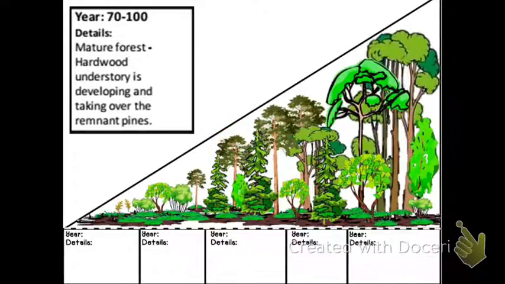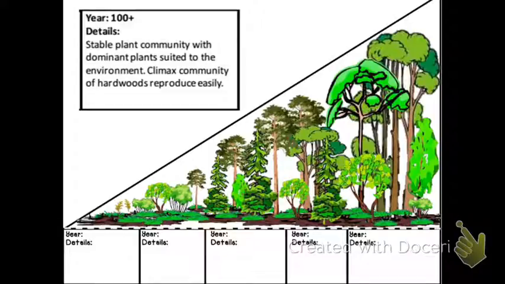Right, from year 70 to year 100, this is when we're going to have our mature forest. The hardwood understory is developing and taking over the remnant pines. So now we go from having not only pine trees to now we're going to have more different types of trees like oak trees and things like that that grow to being a lot taller and sturdier than our pine trees. So this is going to go in your fourth box here. And if we look above that, you can see that now we see the transition in going from a pine forest into a forest with the taller, more mature hardwoods.